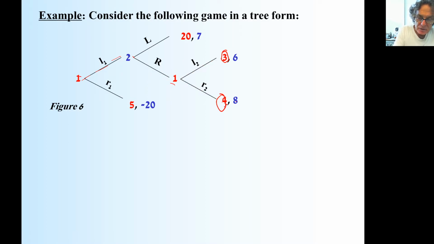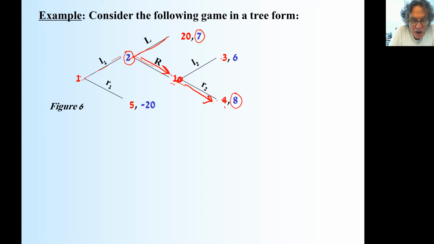Let me clean it up. 1 will go here at this point. Why? Because he prefers 4 over 3. 2 knows it. And she says, if I go left, I'm going to get 7. Now, who makes the decision here? 2. So I have now to compare the payoffs of 2. And if I go right, he continues here that we already established, and I'm going to get 8. So I have to go down here.